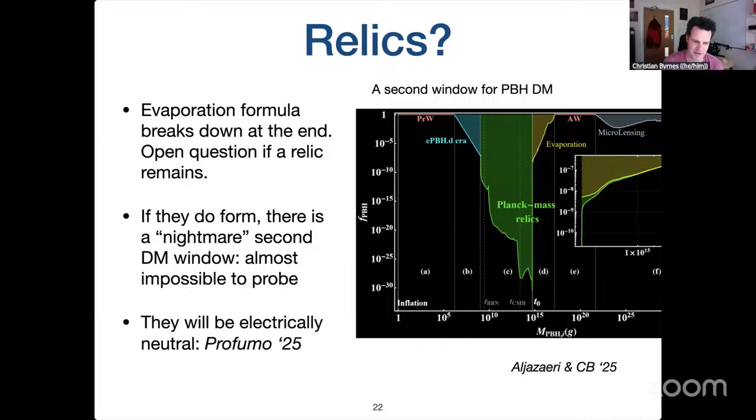And they will be electrically neutral, so basically they're very hard to see. The best hope is probably via signatures from their formation or their evaporation. But if all of that is complete before BBN, then it becomes really very challenging.